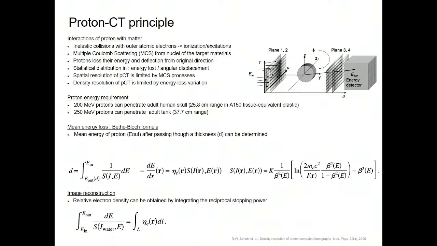To boost the energy higher than 220, we are able to penetrate the adult trunk. Here is the Bethe-Bloch formula, and finally, if you know the energy in and energy out, we are able to get the electron density from this image. We hope we can do image reconstruction. Now the question is, how can we track the particle? How can we measure the energy?